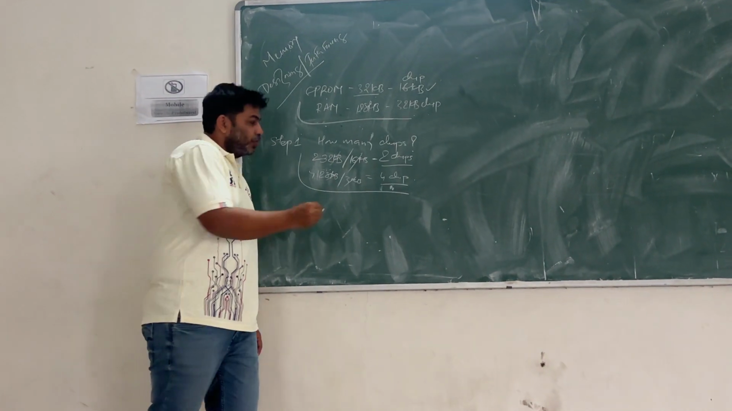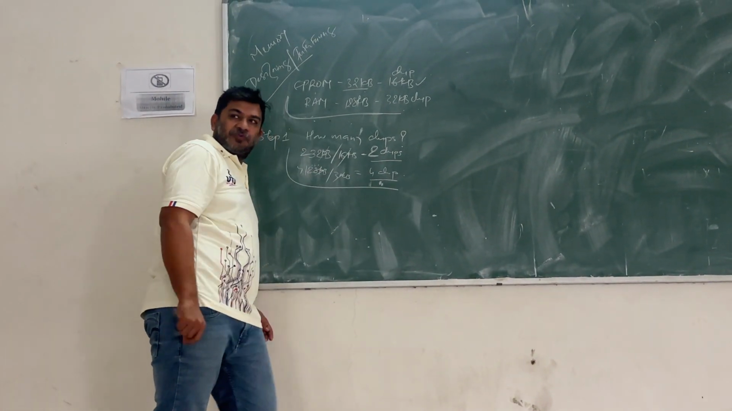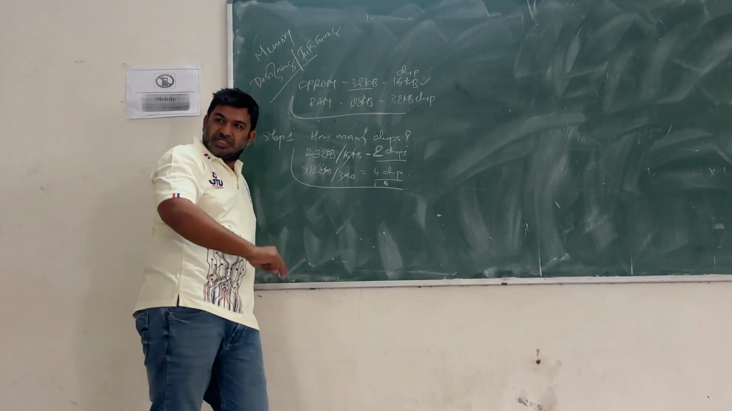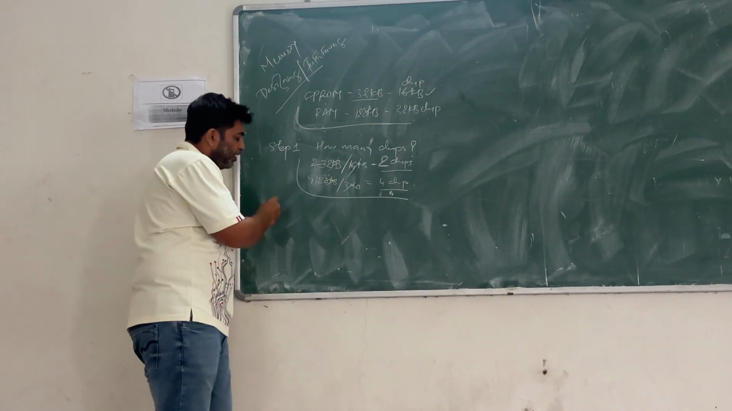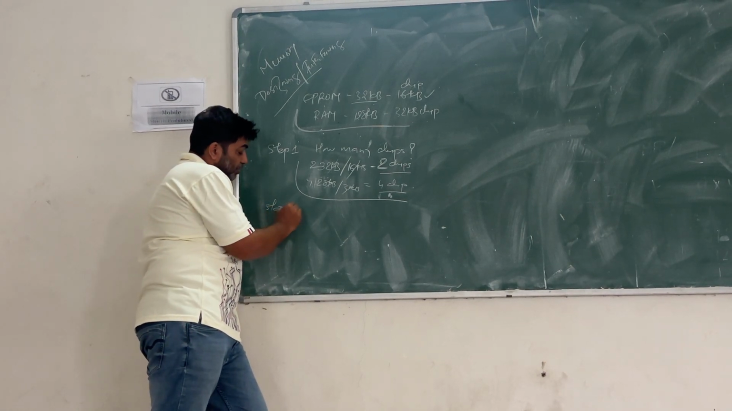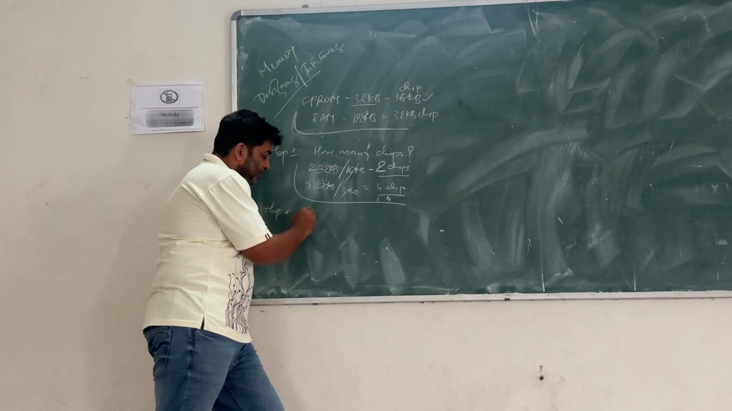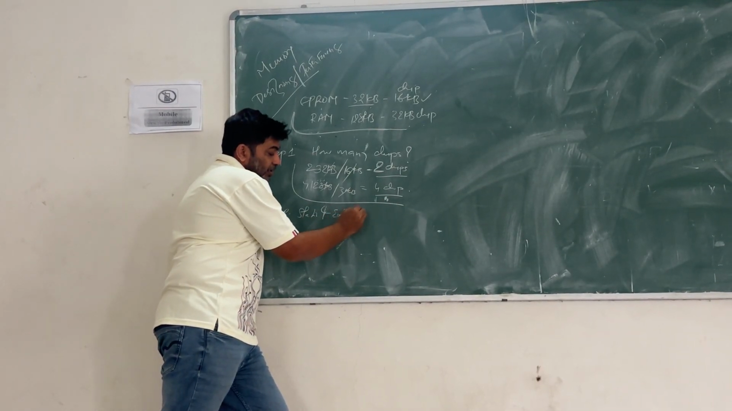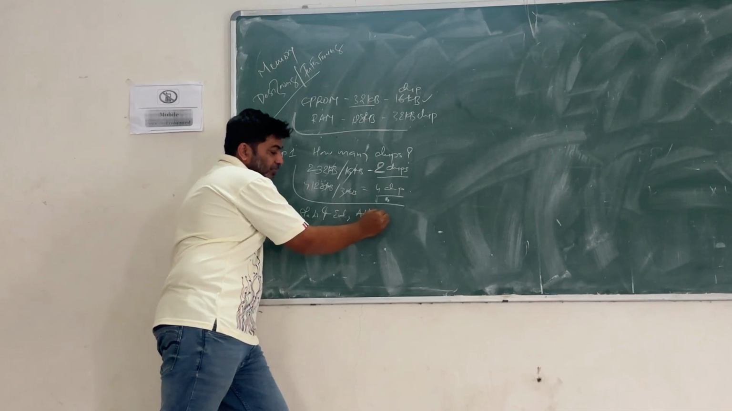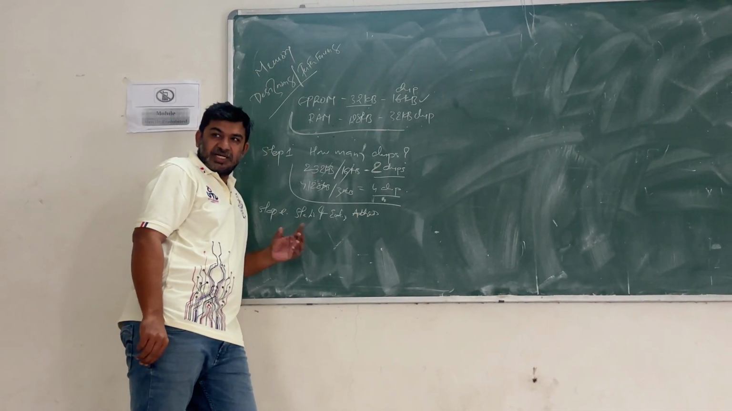So here I am having 2 chips, one will be odd, one will be even. Here I am having 4 chips, 2 odd chips and 2 even chips. This is your step number 1. Now step number 2. You need to find out the starting address and ending address of all chips.